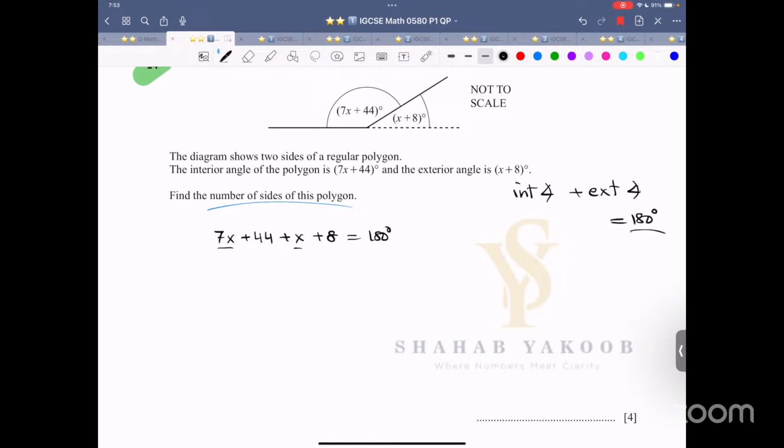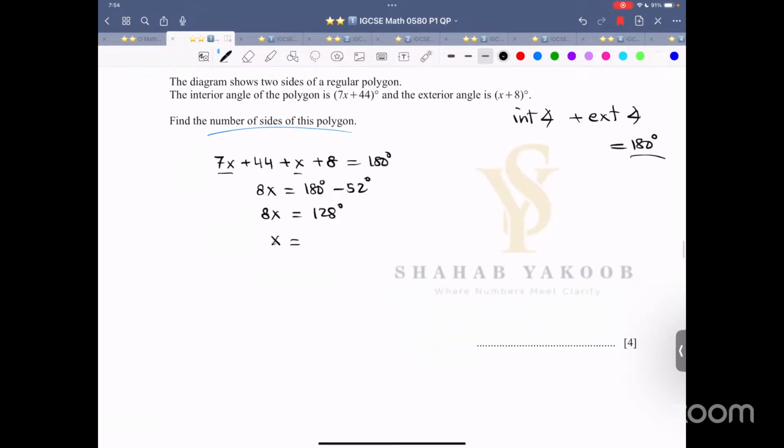7x plus x is 8x. 44 plus 6 plus 2 is 52. So this is 180 minus 52. 180 minus 50 is 130, minus 2 is 128. So 128 degrees is 8x. Therefore x is, I'm using a calculator because this is not a paper 1 question, 128 divided by 8, which comes out to be 16. X is 16 degrees. Now there are 2 options.